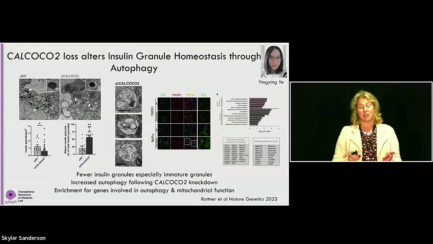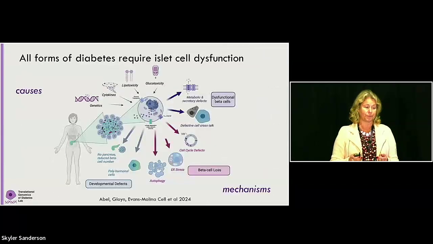One gene that came out in our screen was calcoco2, never been looked at in a pancreatic beta cell, but we now know that this is a really important protein that governs granule homeostasis, and it works through autophagy and mitophagy. And if we look at that list of 580 genes that we identified, we can see an enrichment for both autophagy and mitochondrial dysfunction.